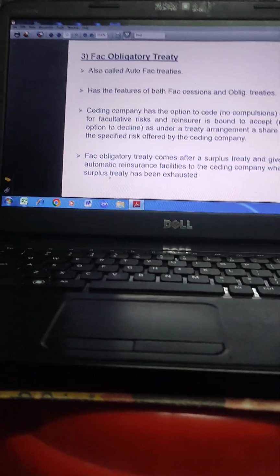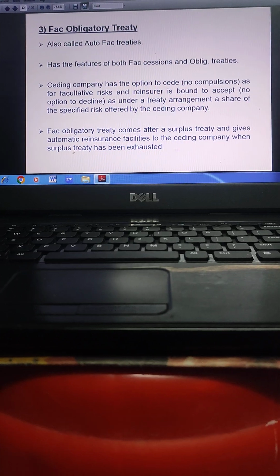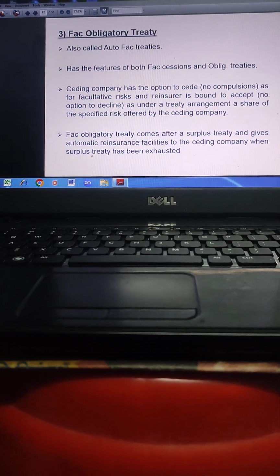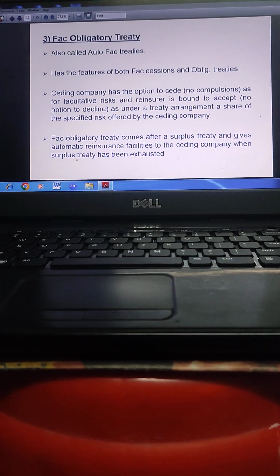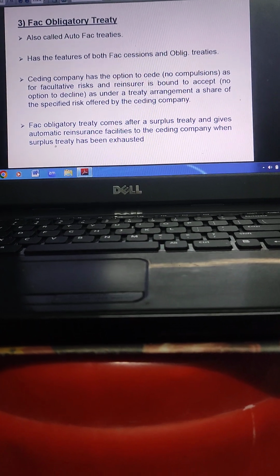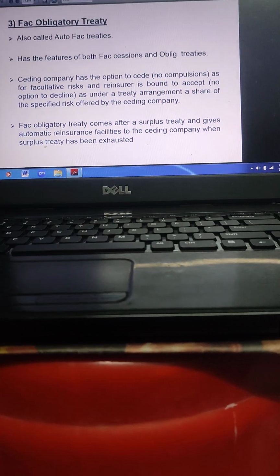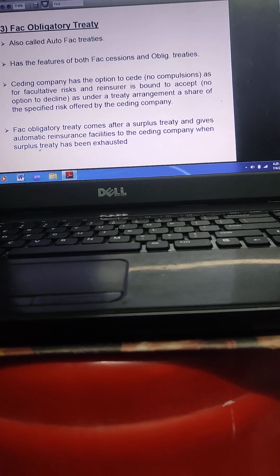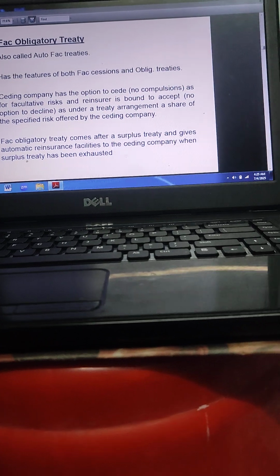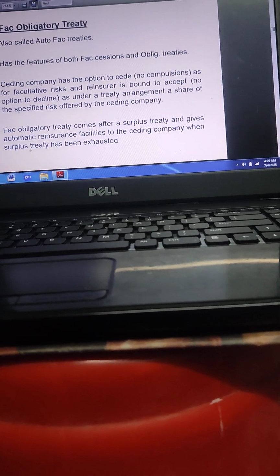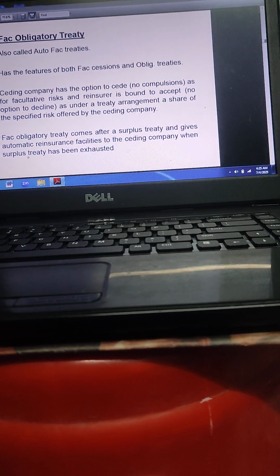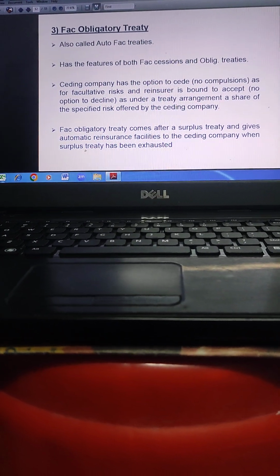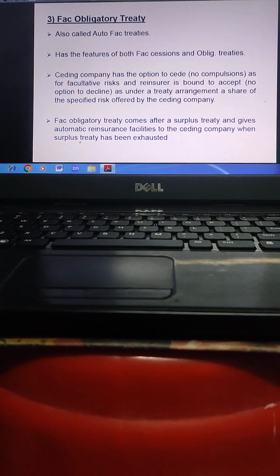Then comes the facultative obligatory treaty. This is also called auto-fac treaties. It has the features of both fac cessions and obligatory treaties. The ceding company has the option to cede as for facultative risk, and the insurer is bound to accept, meaning no option to decline, as under a treaty arrangement, a share of the specified risk offered by the ceding company.